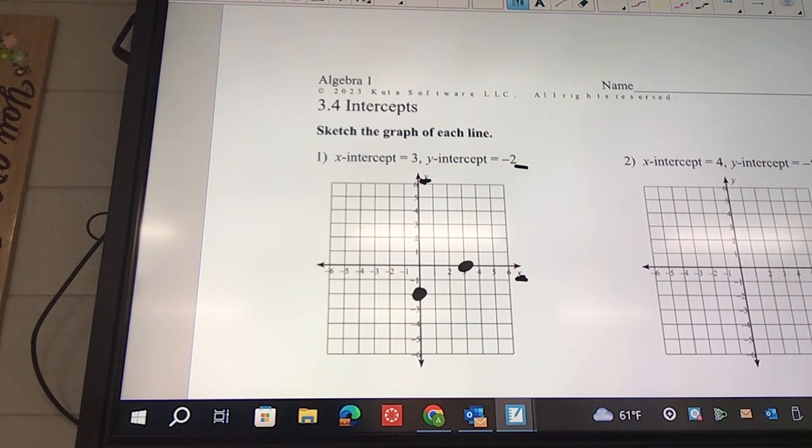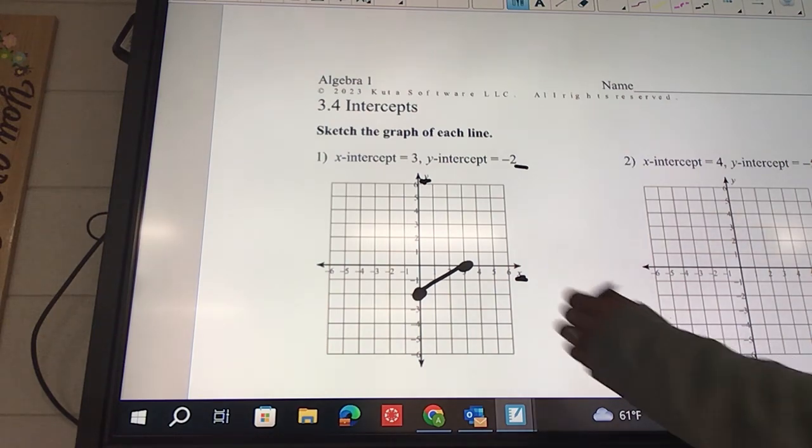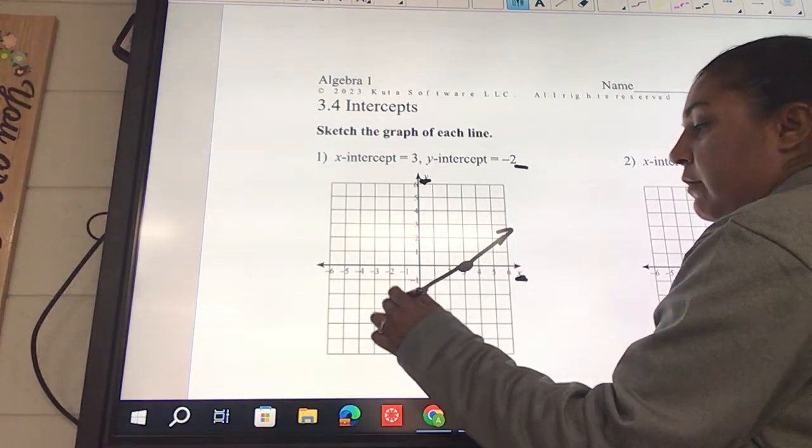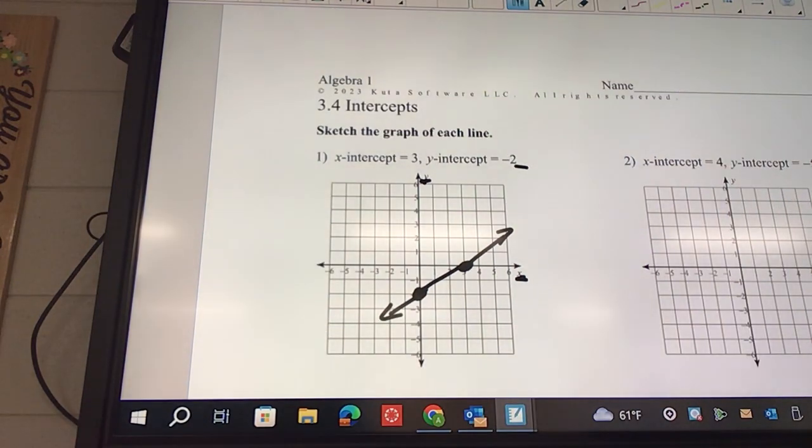Now, this is not acceptable to draw. That's a line segment, it's not a line. They want you to draw a line. So this should be extended and have 2 arrows on both ends to let us know that the line continues forever and ever.